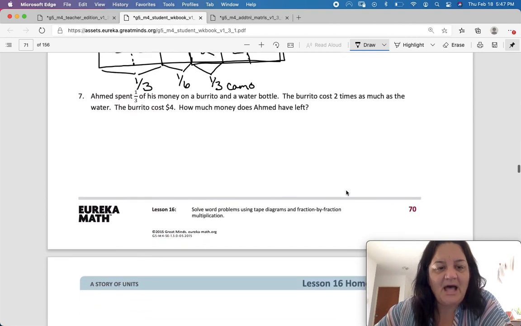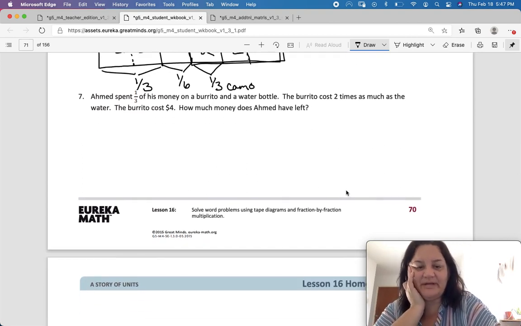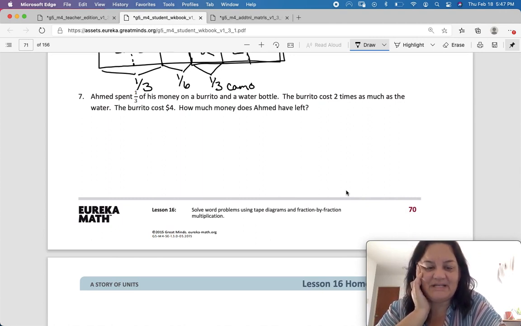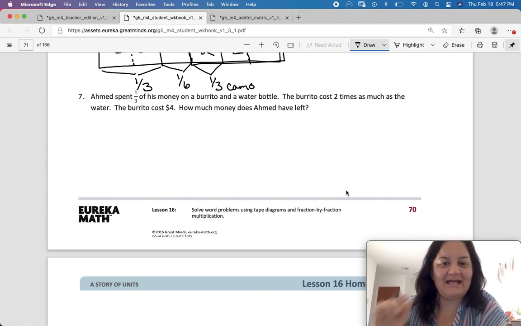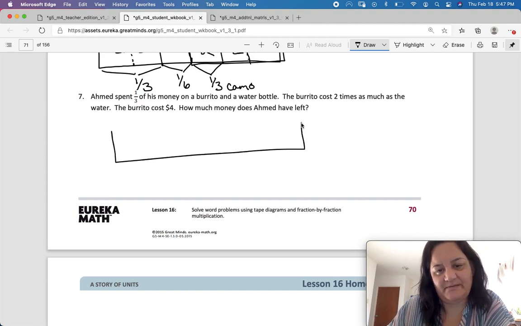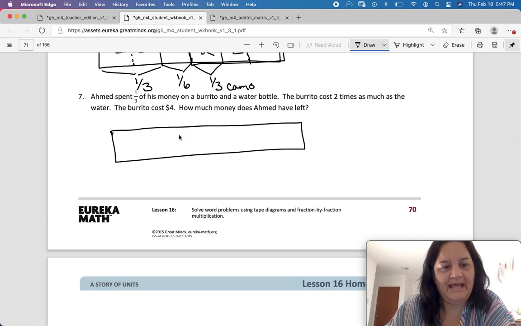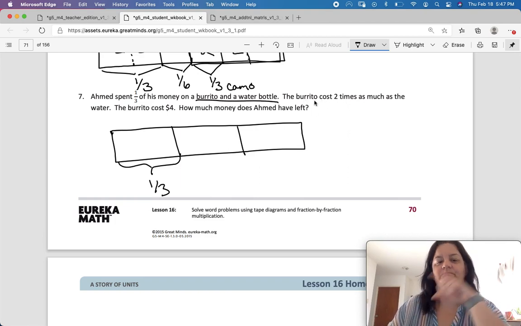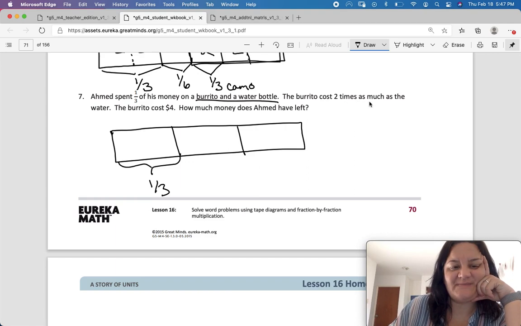Number 7. Ahmed spent 1/3 of his money on a burrito and a water bottle. The burrito cost 2 times as much as the water. The burrito cost $4. How much money does Ahmed have left? So we're going to assume this is all the money he started with right here, and he spent 1/3 of it on a burrito and water. The burrito costs 2 times as much as the water.